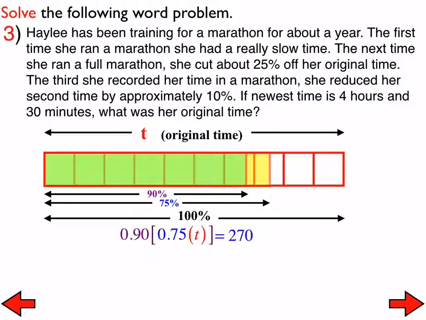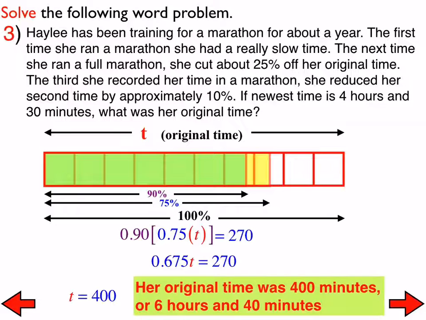Something you don't know, 75% of that, and then of that, 90%. And if you look at the equation, that should make sense. And then the answer to all of that is supposed to be 270.